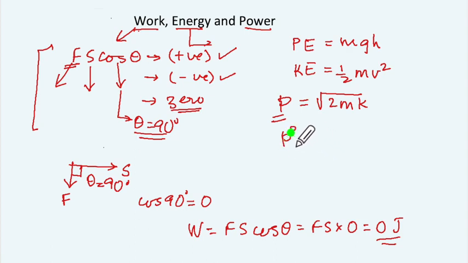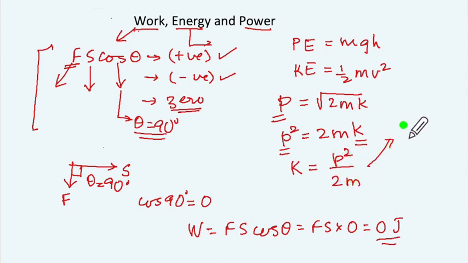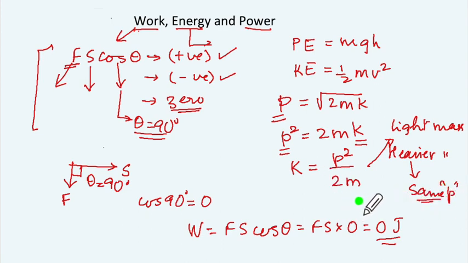We'll have therefore P square equal to 2mK. K is the kinetic energy, P is the momentum, so your kinetic energy is going to be P square upon 2m. And this is going to lead you to the questions where you have a light mass and you have a heavier mass, and both of them have the same momentum. Which one will have more kinetic energy?